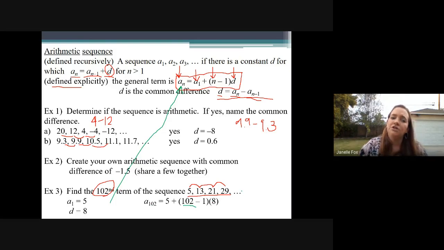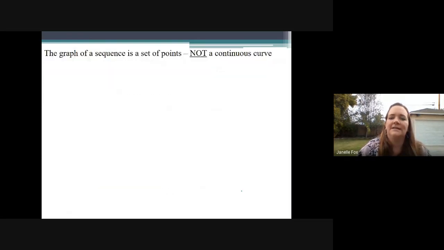So order of operations takes over. We're going to take 102 minus 1 first. We get 101, multiply that by 8, and then add 5 to it. And just like that, we get a beautiful answer of 813. So hopefully you were able to get the same thing. Okay, I'm going to go ahead and go to some more examples with arithmetic sequences.